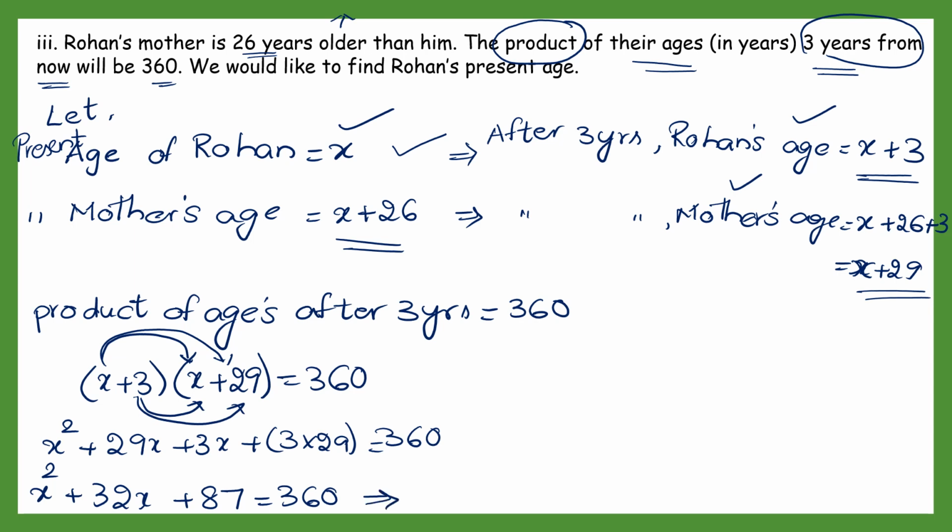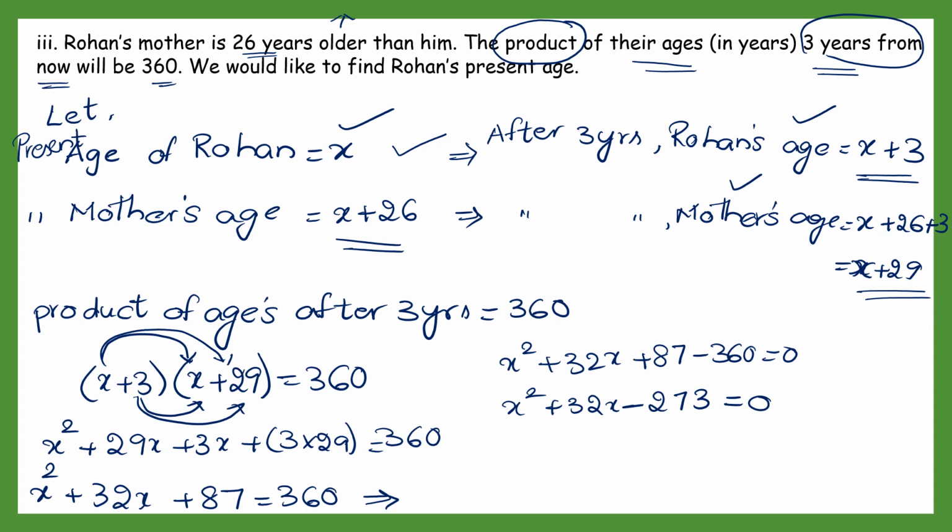If 360 comes to left side, what will you get? x square plus 32x plus 87 minus 360 is equal to 0. So we will get x square plus 32x, 87 minus 360. What do you get? 360 minus 60 is 300. Again you subtract 20, you will get 280. If you subtract 7 again, you get 273. So minus 273. This is the quadratic equation.